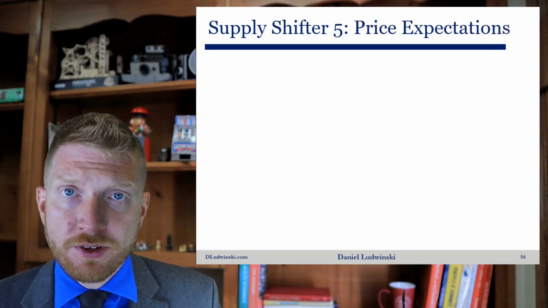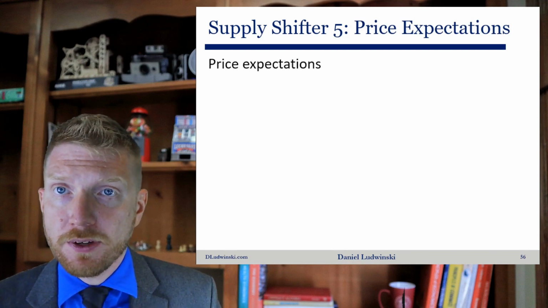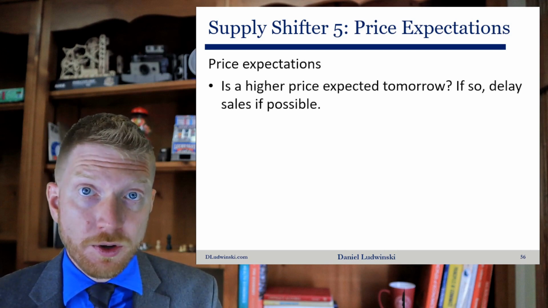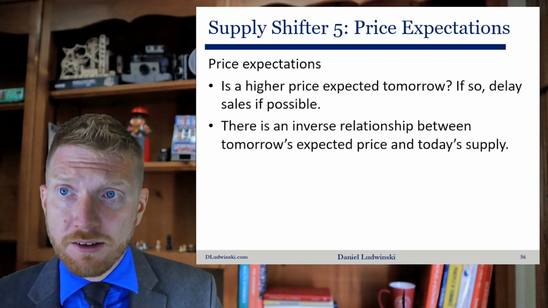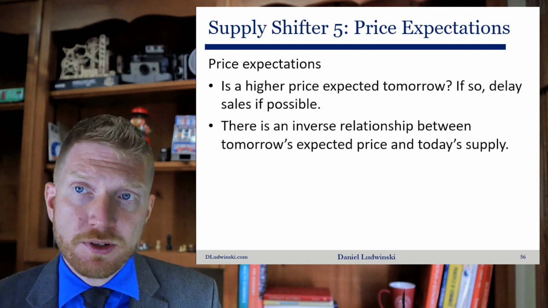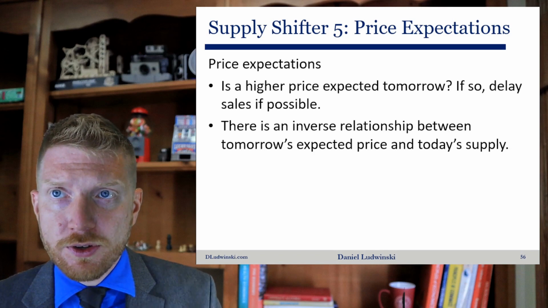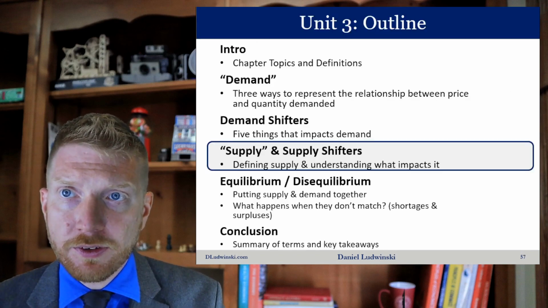Our fifth shifter is what our producers are thinking prices are going to do in the future. Are we expecting a higher price tomorrow? If so, you might want to delay sales. And so there's going to be an inverse relationship between expected price and today's supply. So those were our 5 different shifters of our supply curve.